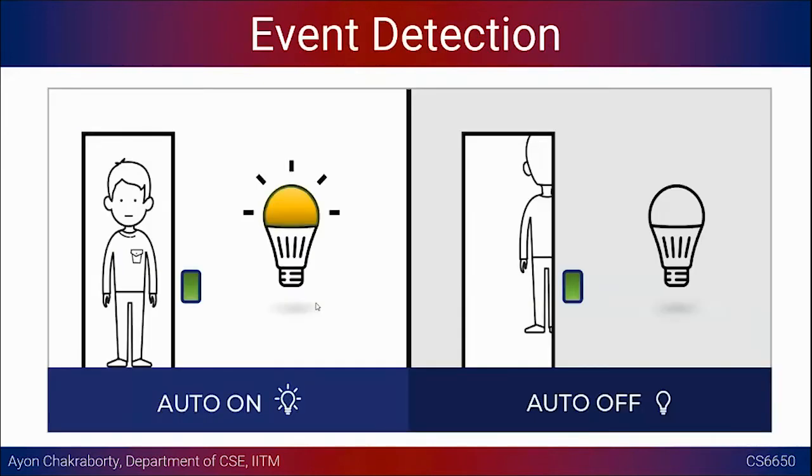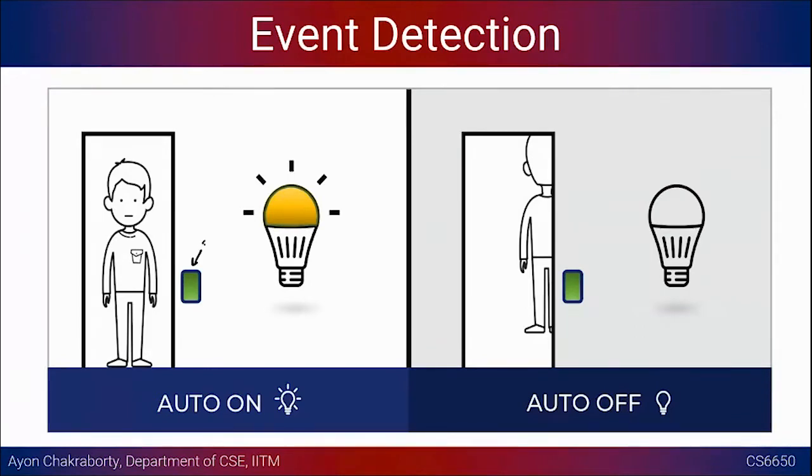Okay, so today we'll discuss a particular use case. I'll illustrate this with an example of automatically turning on lights when somebody enters the room, and we define that as an event. When somebody is present in the room, we are supposed to turn on the light, indicated on the left hand side of the figure. And when somebody leaves, we have to detect that he has left and switch off the light.